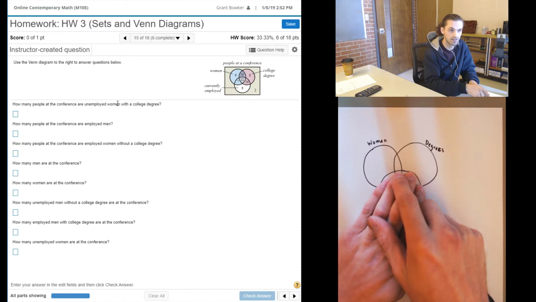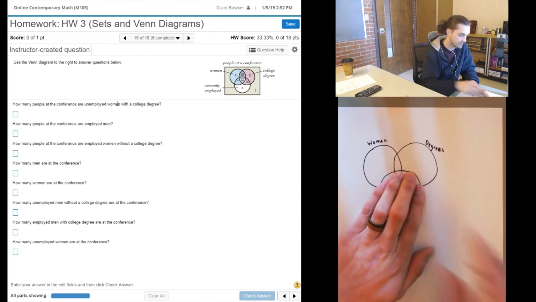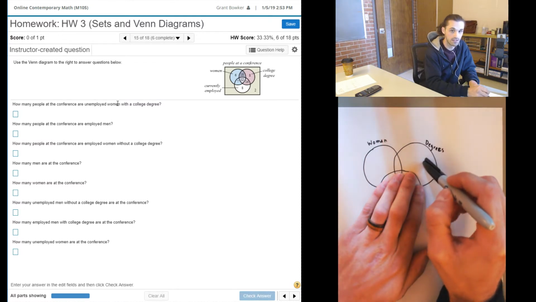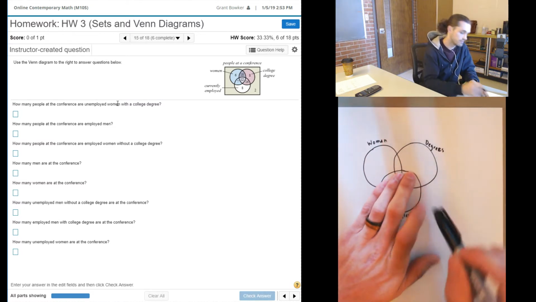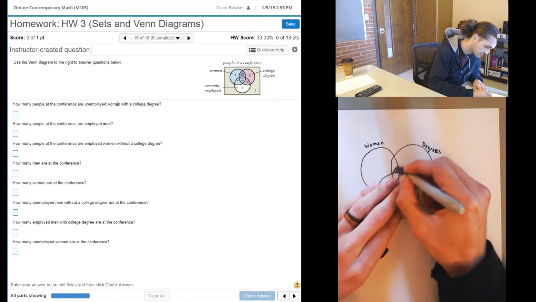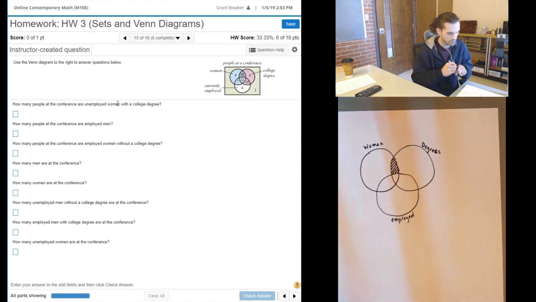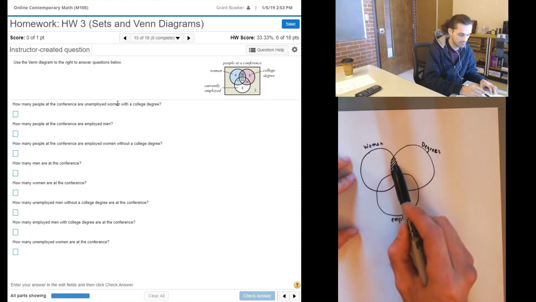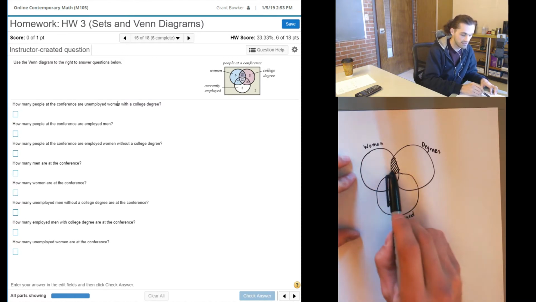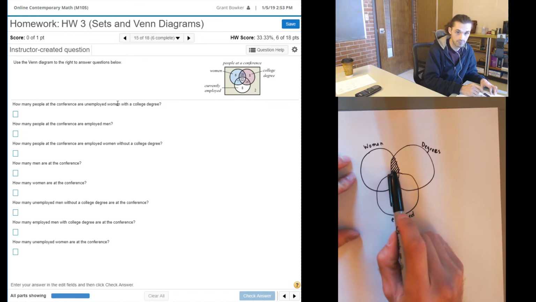The last part of this is with a college degree. So you have to be a woman with a college degree and live outside of the currently employed, which would be this region here. Recognize this region is not employed. It's outside of the employed. If you're outside of the employed set, that means you're unemployed.